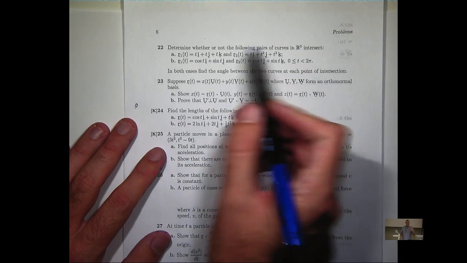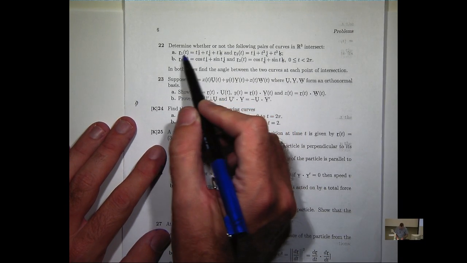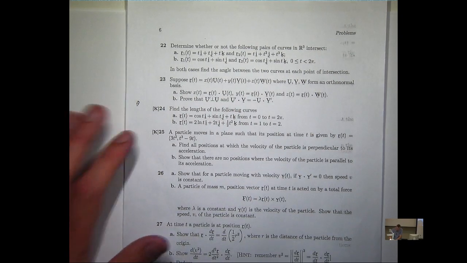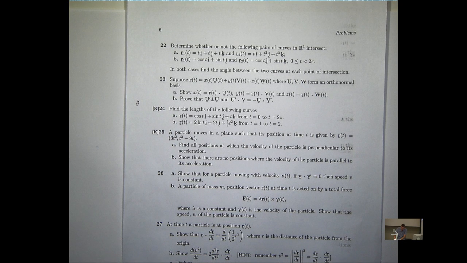Now, one mistake that people make with these kinds of problems is they set the components equal and keep the same variables. That's fraught with danger. So, 22.